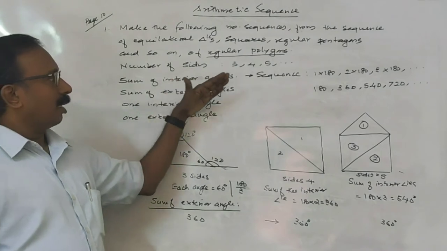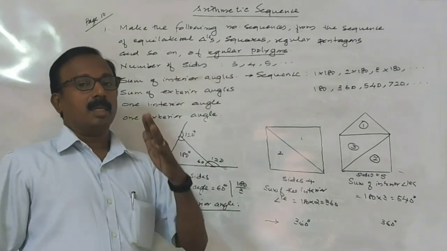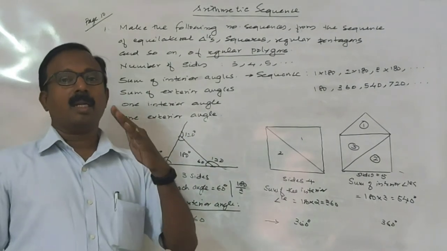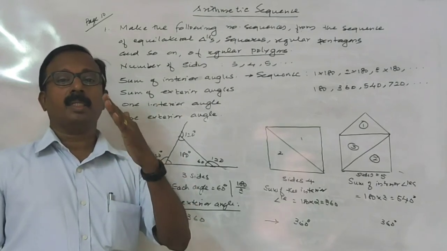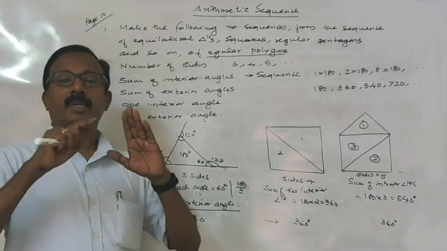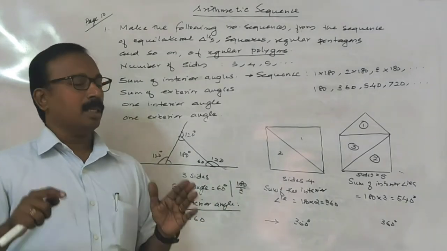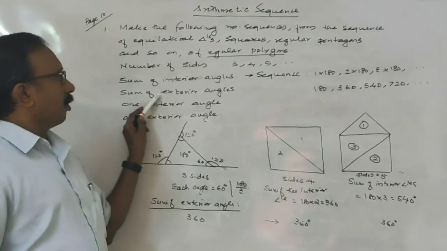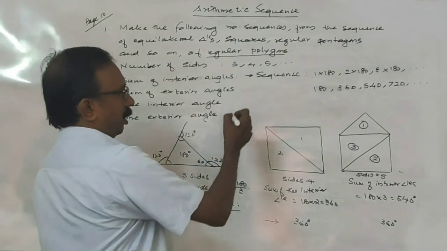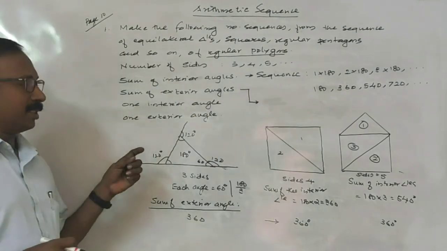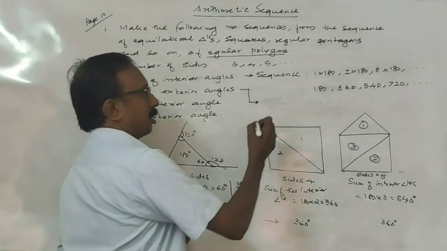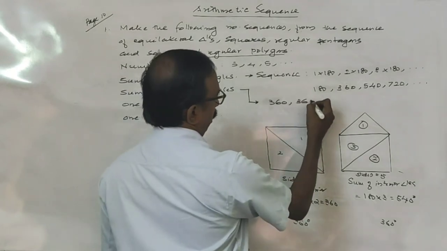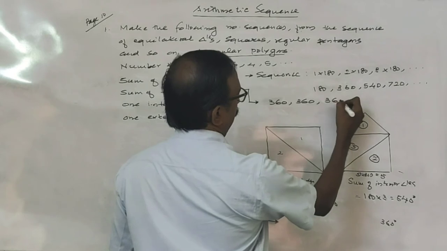The sum of the interior angles is the number of triangles multiplied by 180. The sum of the exterior angles is fixed for all polygons. The sum of the exterior angles is 360 degrees. So the sum of the exterior angles in the sequence is always 360, 360, 360.